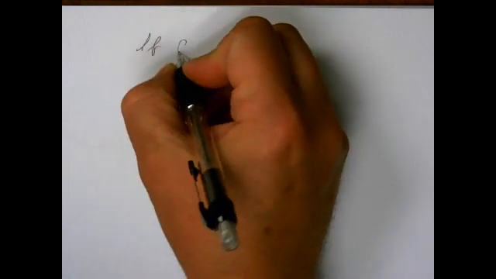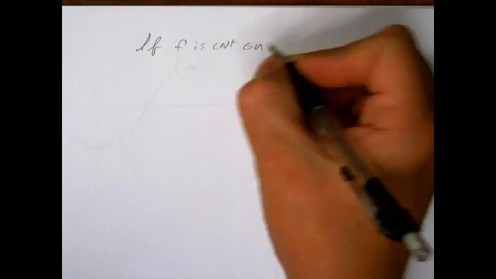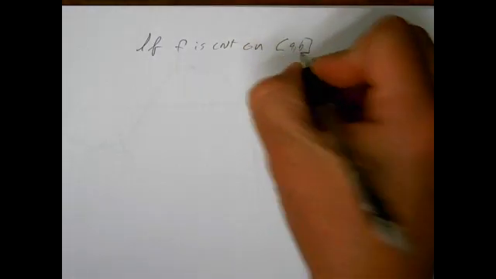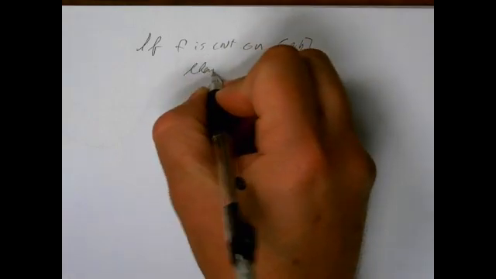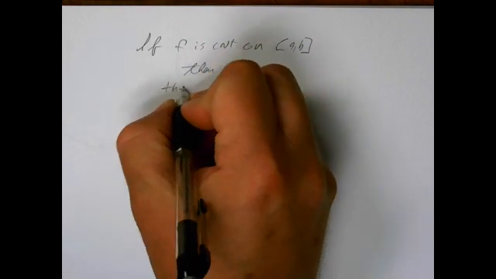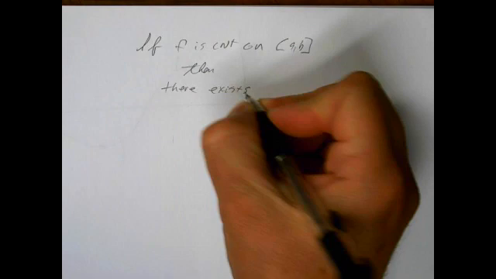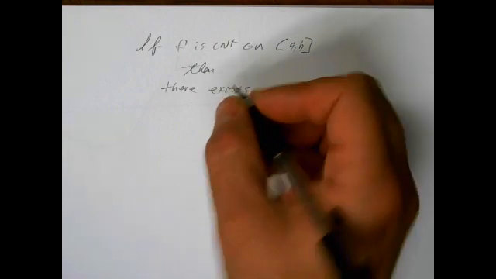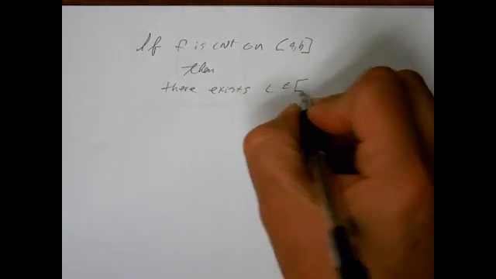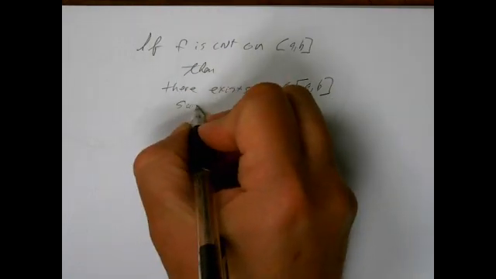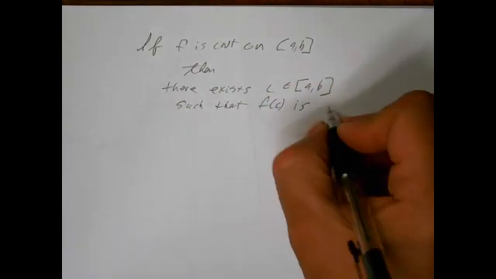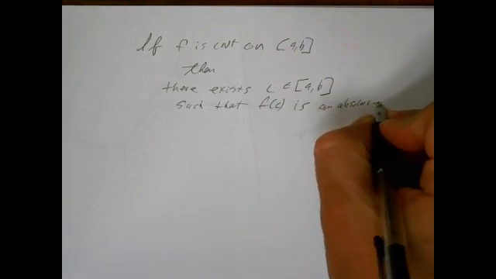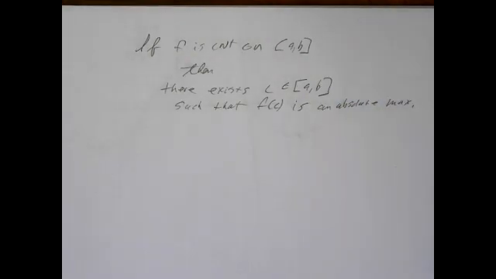And the extreme value theorem says that if a function f is continuous on the closed interval from a to b, so if you have a function that is continuous on the closed interval, then there's going to exist a value c that's an element of this closed interval such that f of c is an absolute max. All right? So this is basically an existence theorem.